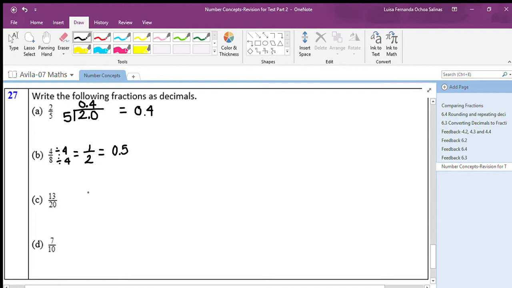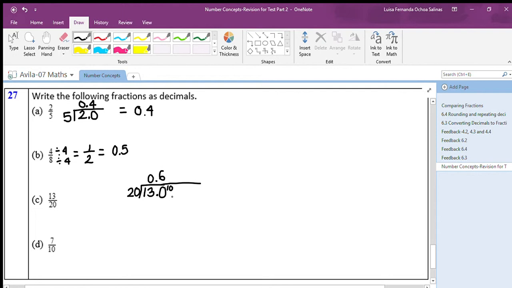Now 13 over 20. I'm going to do it here. 13 over 20. So how many times does 20 go into 13? It goes 0 times. And I'm able to put my decimal point, and after I have done my decimal point, I can add another 0. So then I ask how many times 20 goes into 130. It goes 6 times, and I get a remainder of 10.